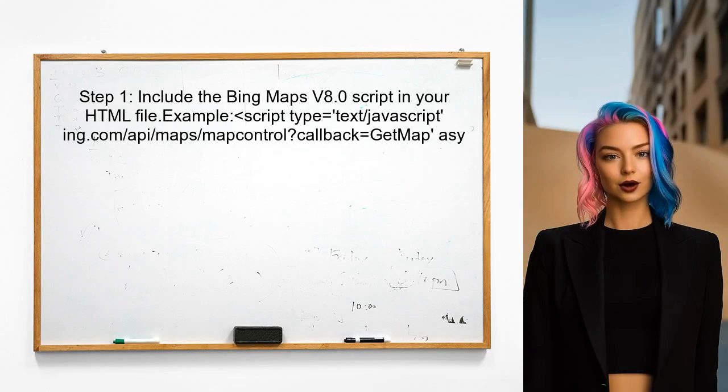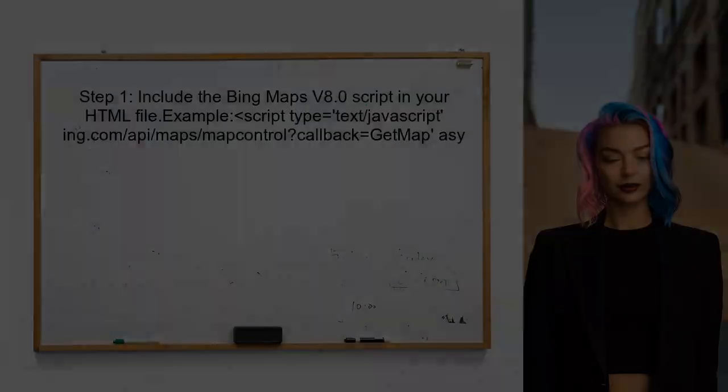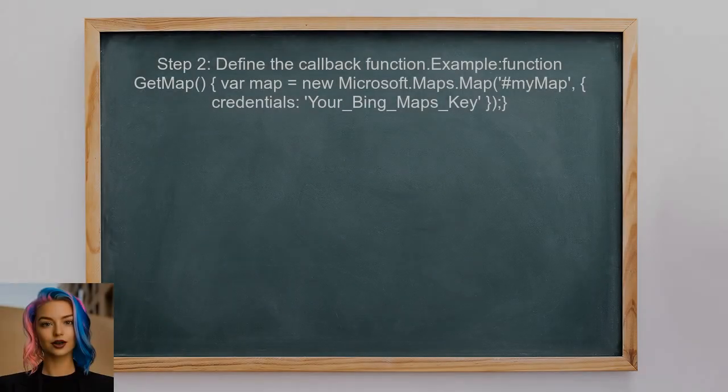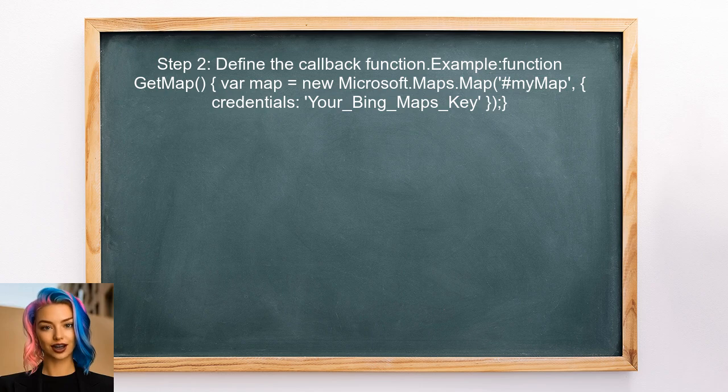To address the issue with the Microsoft.Maps.Location constructor, the user should first ensure that the Bing Maps v8.0 script is correctly included in their HTML file. This is crucial for the library to function properly. Next, the user should check if the callback function is defined. This function is essential for initializing the map and should be called once the Bing Maps script has loaded.